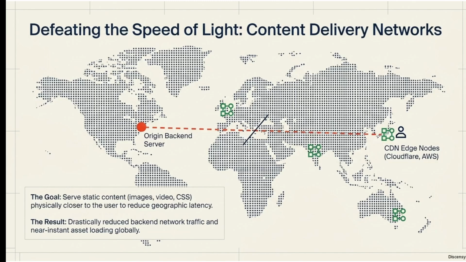You can find the goal written here: serve static content, images, video, CSS physically closer to the user to reduce geographic latency. Now, what is the result? You find drastically reduced backend network traffic and near instant asset loading globally. You can find the data wherever you need throughout the internet through CDN. That is content delivery networks. They may include Cloudflare, AWS, and anything else. We'll move ahead.